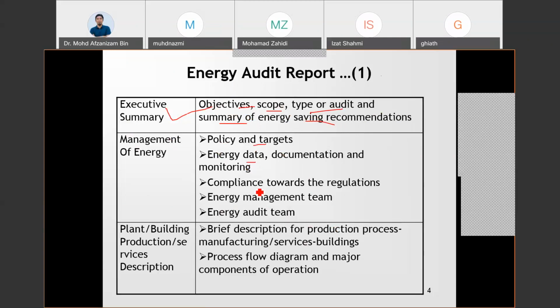target, energy data, compliance, energy management team, energy audit team. Energy management team means the company you have been investigating, and the energy audit team is your team. Let's say you are the leader, and you have other members to support you and help you do the audit. And then, as I mentioned, an overview and description of the production process, of the work conducted at that particular process, so that it is easy for the auditor to do their work according to the operation.